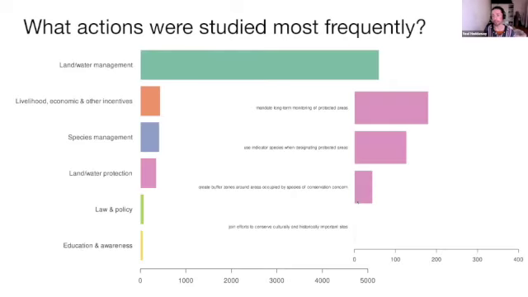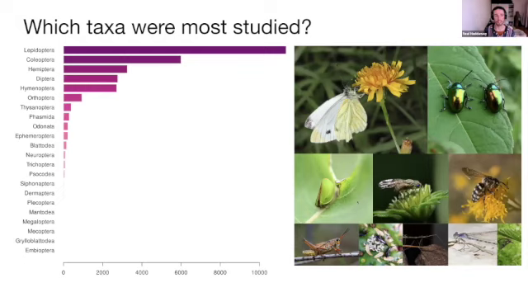And there were so few studies on law and policy and education and awareness that they weren't really categorizable below that level. But this is one of our main findings, that there was very little on the human aspect of insect conservation in terms of livelihoods, economics, incentives, law and policy, or education and awareness. In terms of taxa that were studied, we found huge amounts of research on Lepidoptera, on butterflies, on Coleoptera, on beetles, Hemiptera, Diptera, and Hymenoptera, and then less on some of the other taxa.